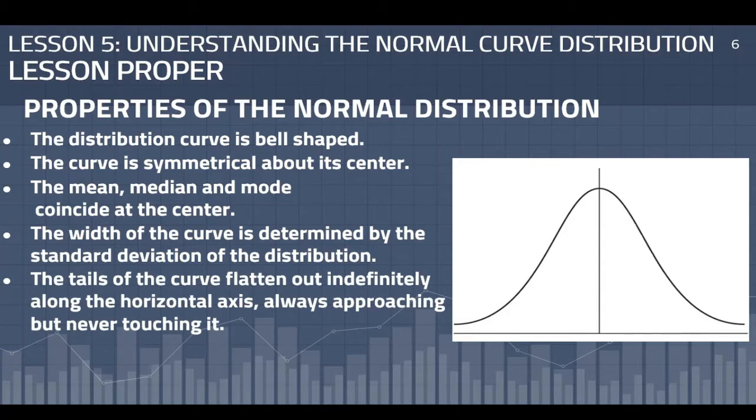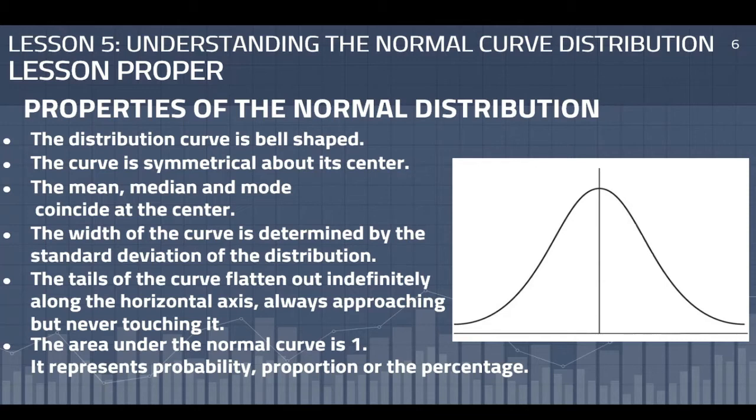The tails of the curve flatten out indefinitely along the horizontal axis, always approaching but never touching it. Ibig sabihin, yung dulo ng ating normal curve ay nag-approach lang, papalapit lang siya sa x-axis, pero hindi siya didikit.